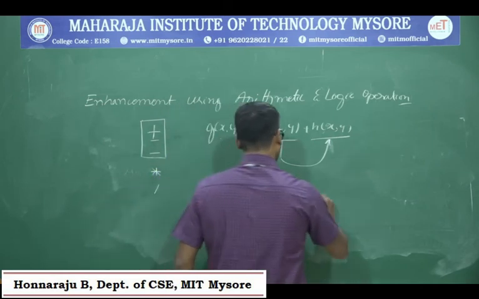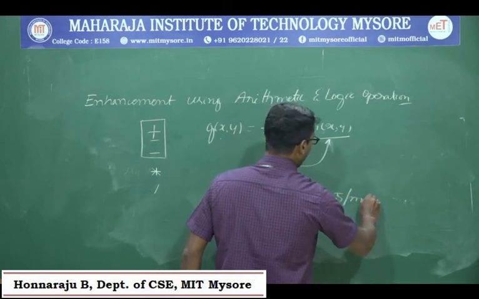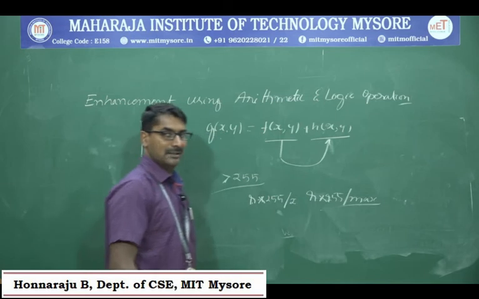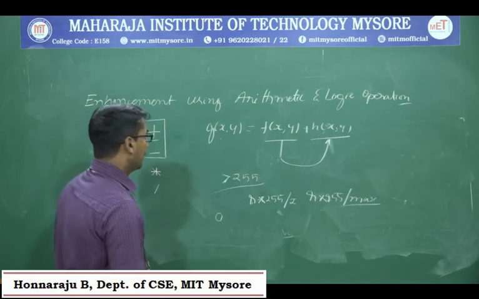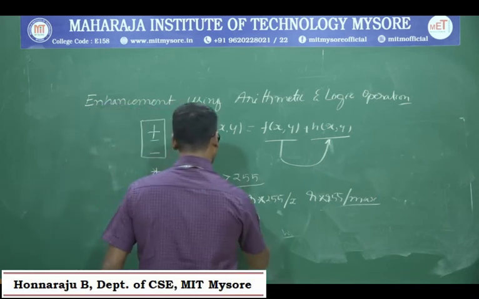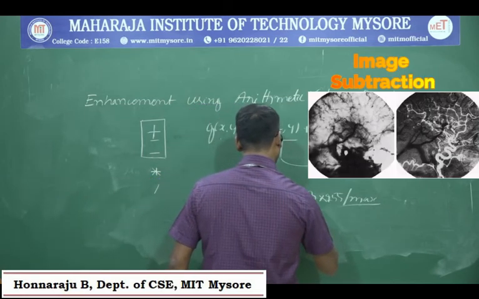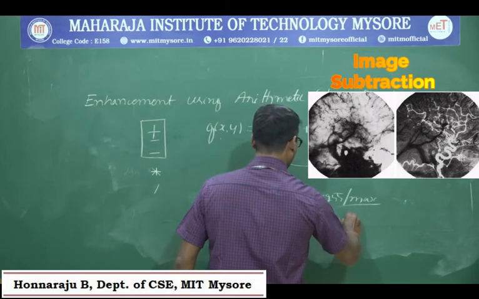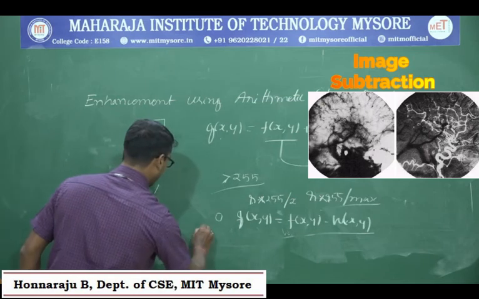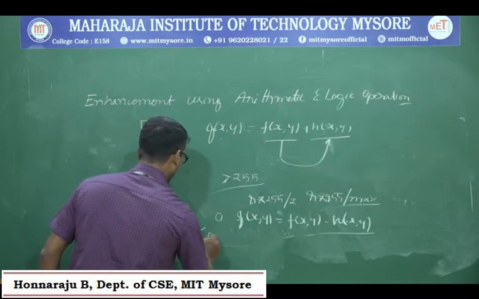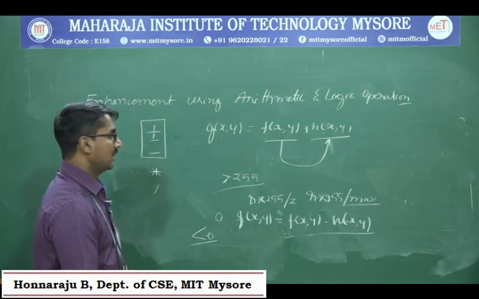Sometimes we use R into 255 divided by max. Otherwise, we can round off the value above 255 to 0. When performing the subtraction operation, it is represented by g of x comma y is equal to f of x comma y minus h of x comma y. Here the value may be less than 0. When the value goes less than 0, we can round it off to 0.